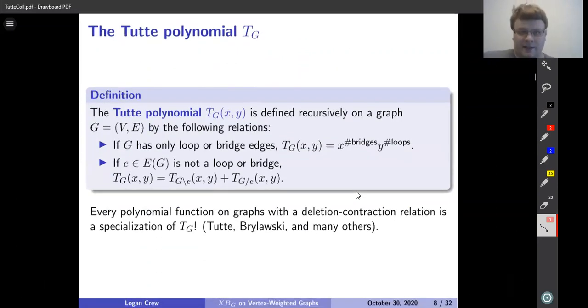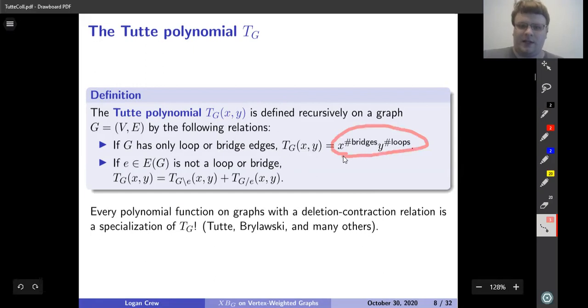So Tutte defined his dichromatic polynomial, or now called Tutte polynomial, and there's a number of ways you can define it that have been done by many people, but one way is this recursive relation. This is kind of analogous to how you could do a recursive relation on chi G by starting with an empty graph and building up. So if G has only bridges and loops, then it gets x to the number of bridges, y to the number of loops. If it has any other edge in play that's not that, then we add the two, G delete e and G contract e, on x, y.